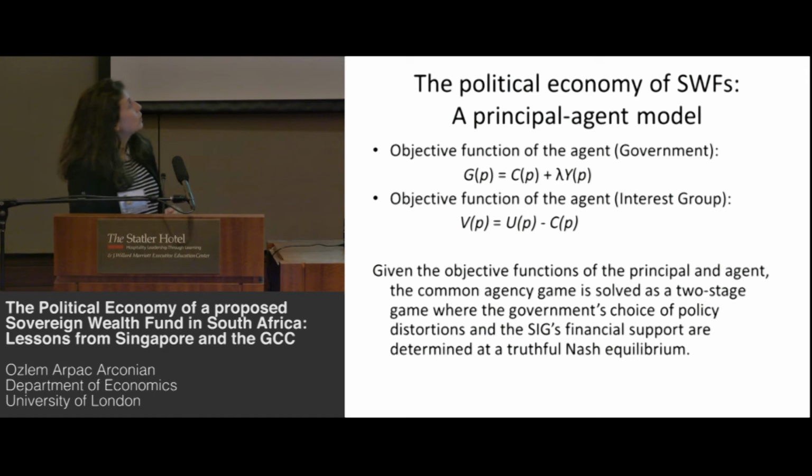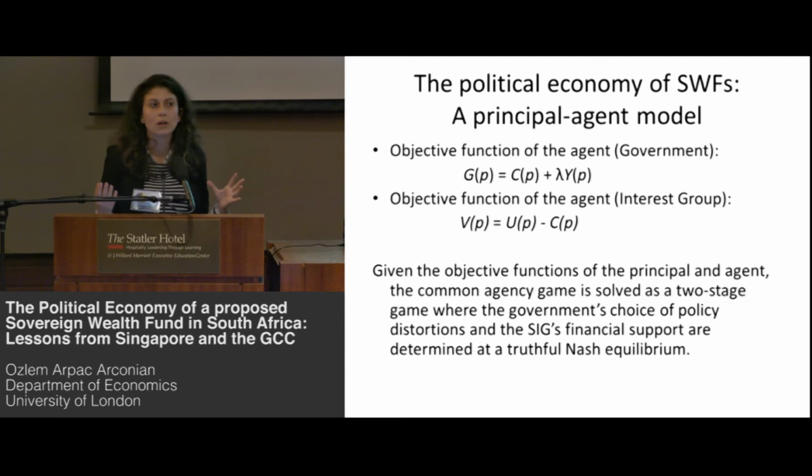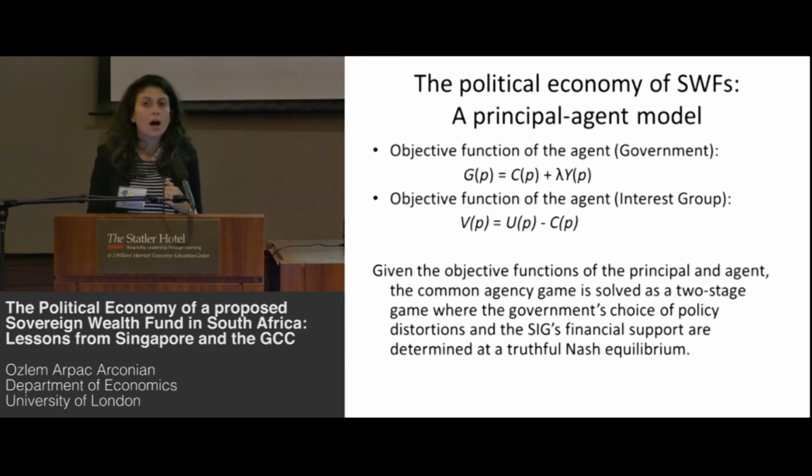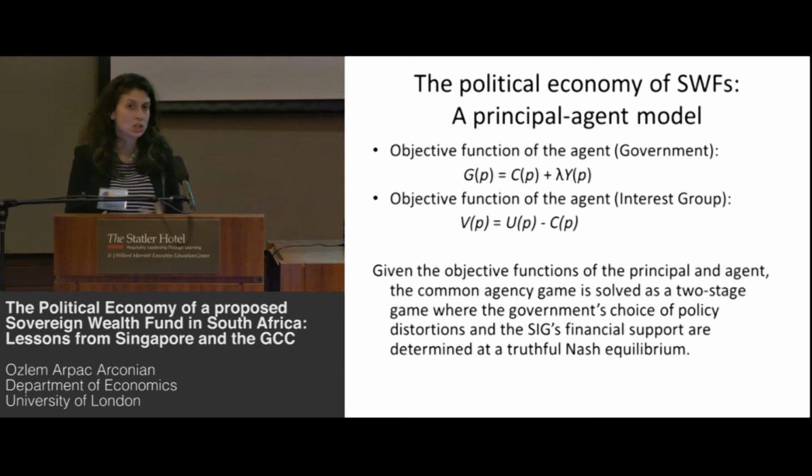And also, the government is trying to maximize its welfare function. The lambda is essentially an index between 0 and 1 that shows how much the government cares about the country's welfare. The other component is the contributions coming from vested interests or interest groups, who in the theory are lobbying the government for decisions that will benefit themselves.